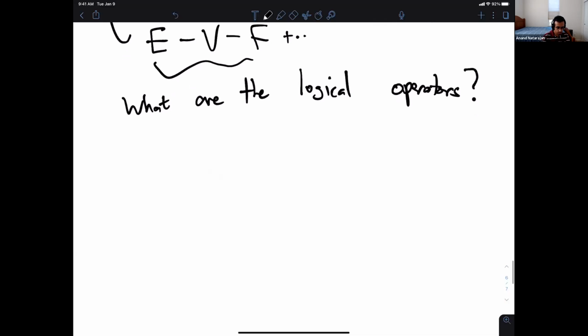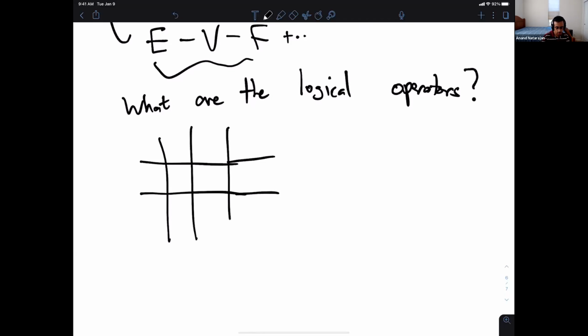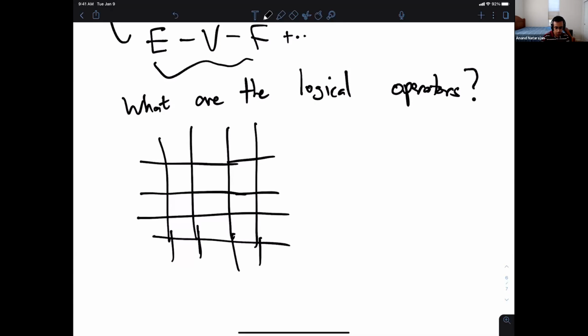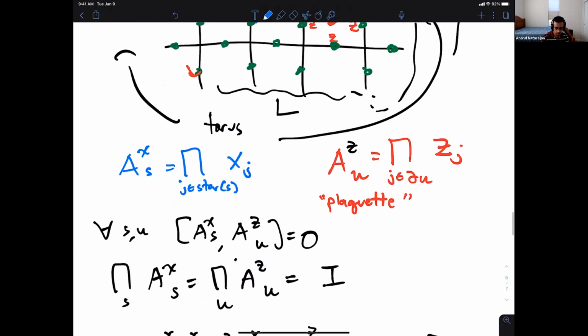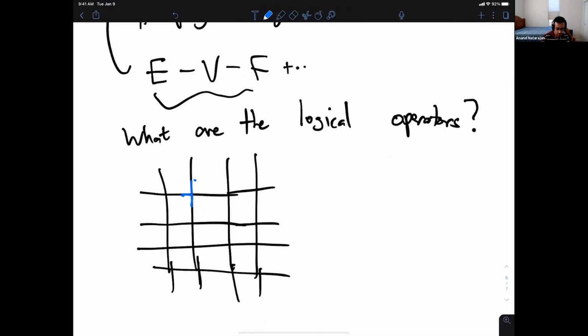So let me draw the lattice again. Smaller one. And let me just draw the blue checks, which I think were X. Right, there, X. Yeah, things that look like that. So blue is X.